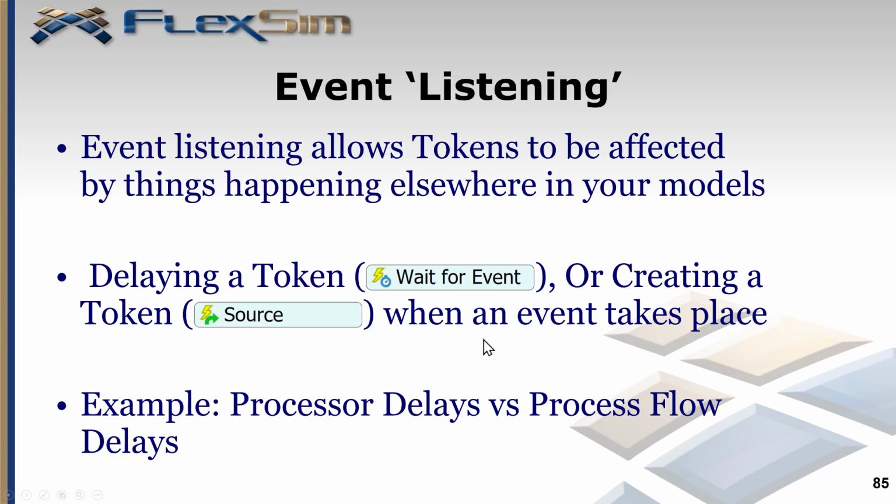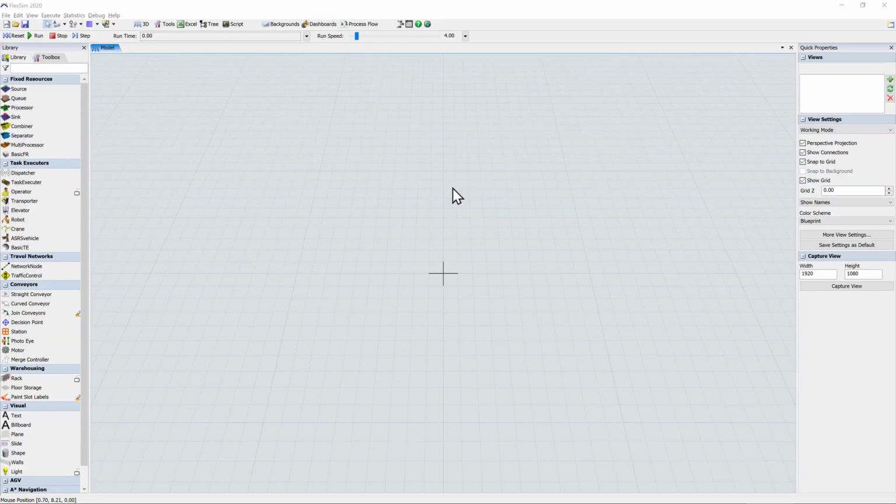Where previously we were using a delay activity to represent the processing times, we're now going to use an actual processor object where you define processing times on the object itself, like we did in day 1 of training. That's what you'll use to represent the different processing times in the model. I'd like to demonstrate the event-triggered source and the wait for event activities in the software now.